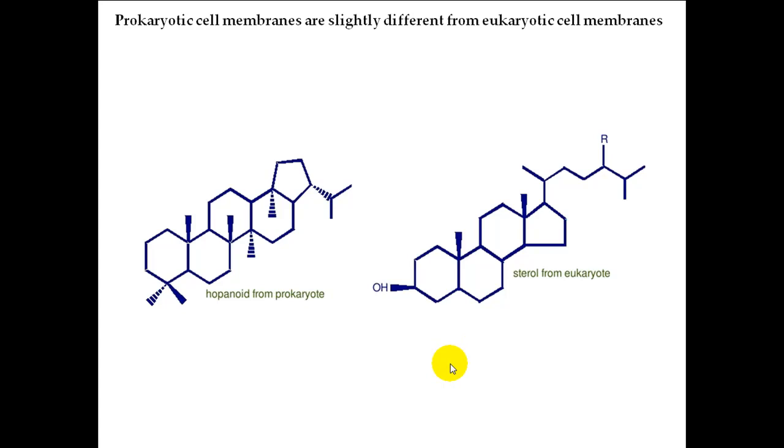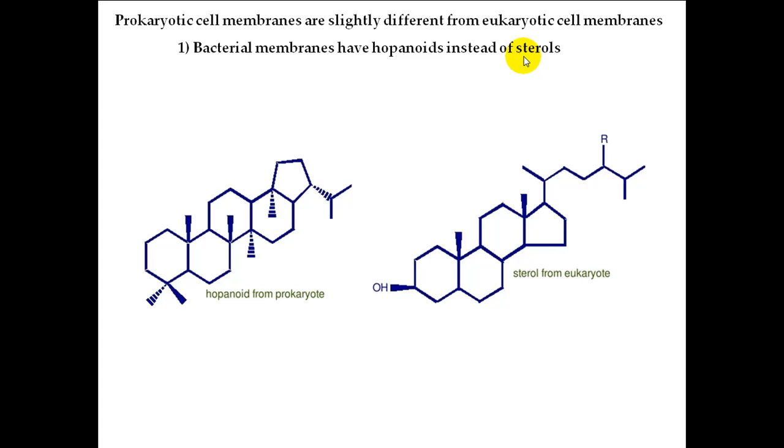So again, we're taking a look at prokaryotic cell structure. Specifically, we're taking a look at the membrane of prokaryotic cells. We're saying that there are some differences in prokaryotic cell membranes that you don't find in eukaryotic cell membranes. One of those differences is this. Bacterial membranes have these things called hopanoids that take the place of the sterols that you find in eukaryotic cells.